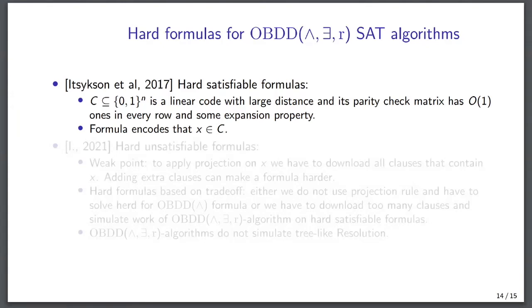This is interesting: SAT formulas that are also linear systems are easy, but this formula is hard. But this is hard satisfiable formulas. For several years, I don't know, for me it was an important problem how to prove lower bounds for unsatisfiable instances.